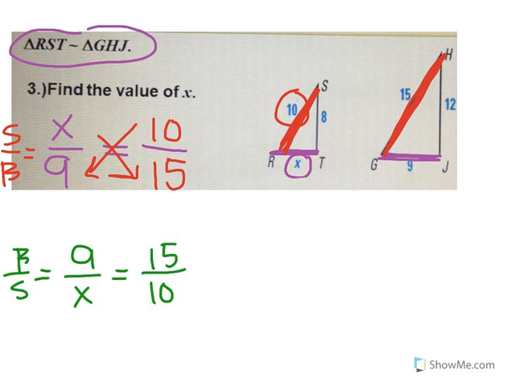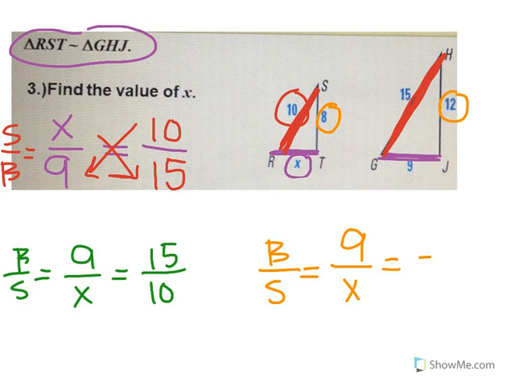Or you can also decide to use the other numbers, 8 and 12. So if I was going to do big triangle over small triangle, that would be 9 over x. And if I wanted to use the 12, that would need to go on the top because it's from the big triangle. And then the corresponding side with 12 is ST, which has a measure of 8. No matter how you set it up, you're going to end up with the same exact answer, which is 6.